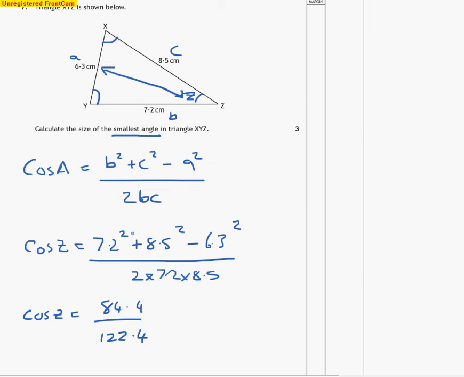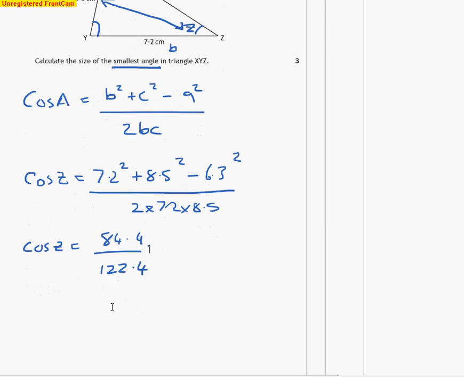And again, watch your calculator. Make sure it's squaring the individual numbers, it's not squaring everything, etc. So cos z is equal to that. At this point, we need to do the inverse of cos. So we do shift cos of this number to get cos onto this side of the equation. We want z on its own.